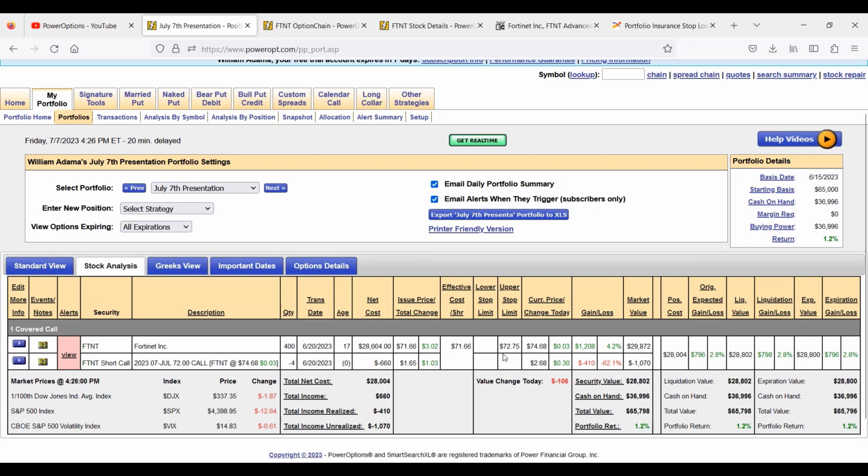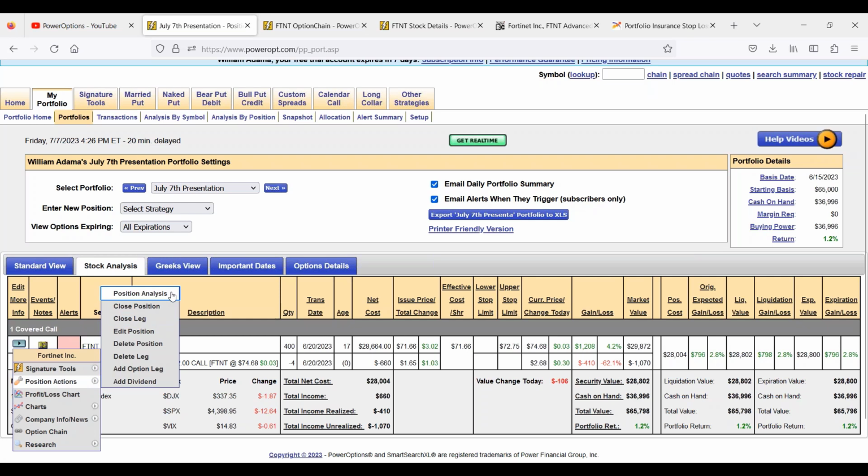All right, so it shows me here on the upper stock limit of 72.75. Fortinet, of course, is 74.68. So my alert is triggered. When my alert's triggered, I would do that. If I wanted to evaluate rollout opportunities, I would go to position actions and position analysis.